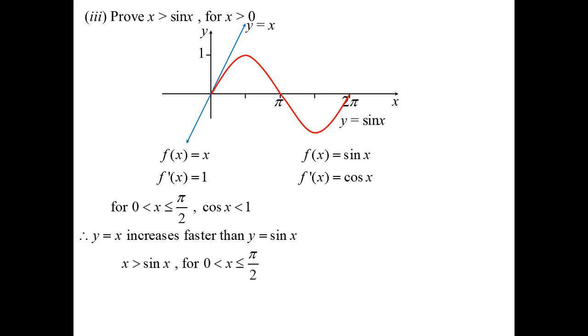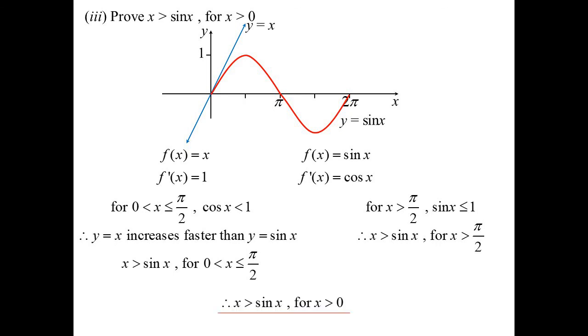Now what about after pi on 2? Well, again, I suppose you could look at it and go, oh, clearly it's above. So for x greater than pi on 2, we know sine x is always less than or equal to 1, but x, of course, is going to be bigger than pi on 2, and pi on 2 is bigger than 1, so x must be greater than sine x. Thus, x is greater than sine x for all x greater than 0.